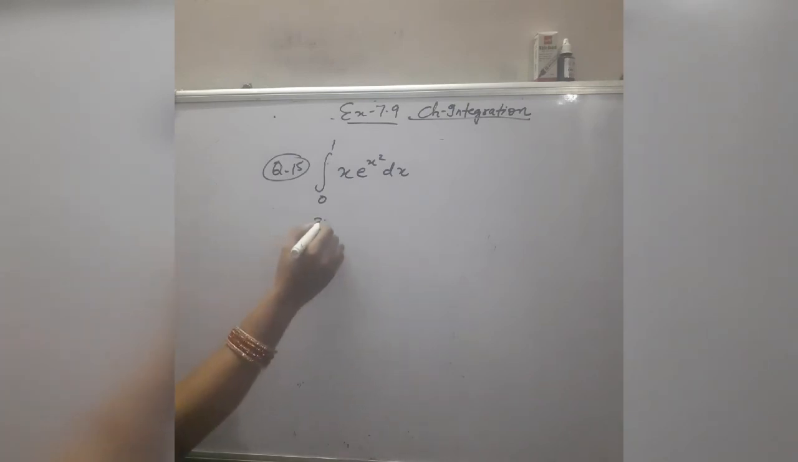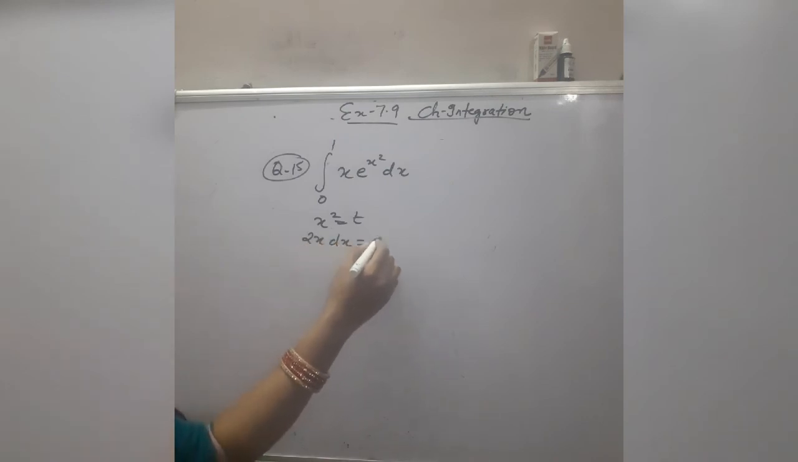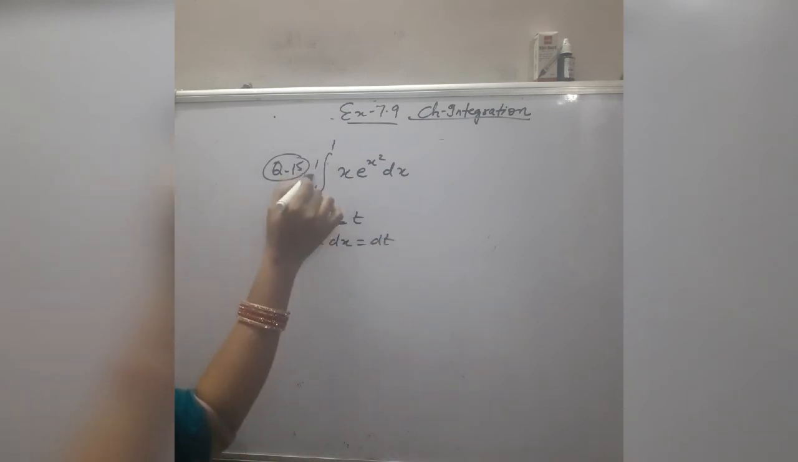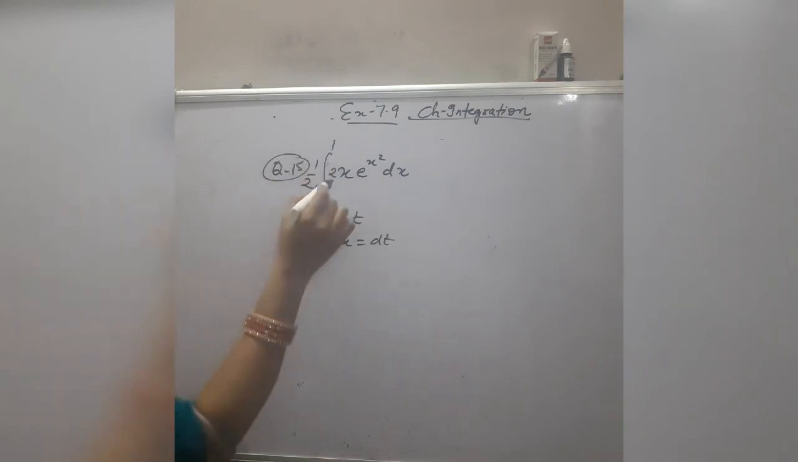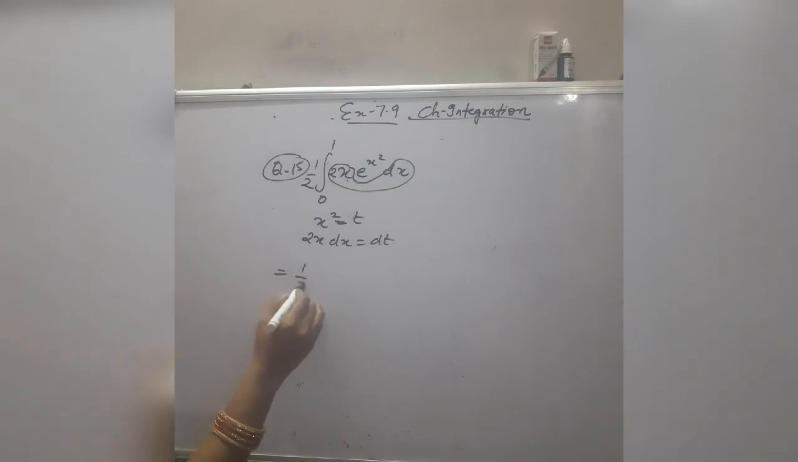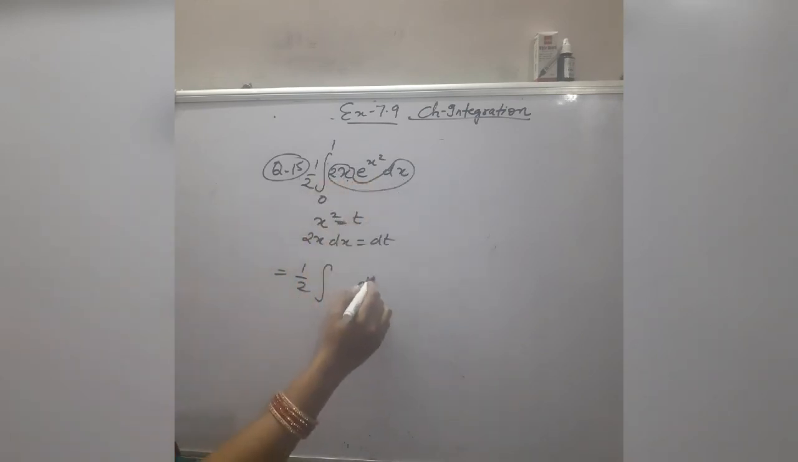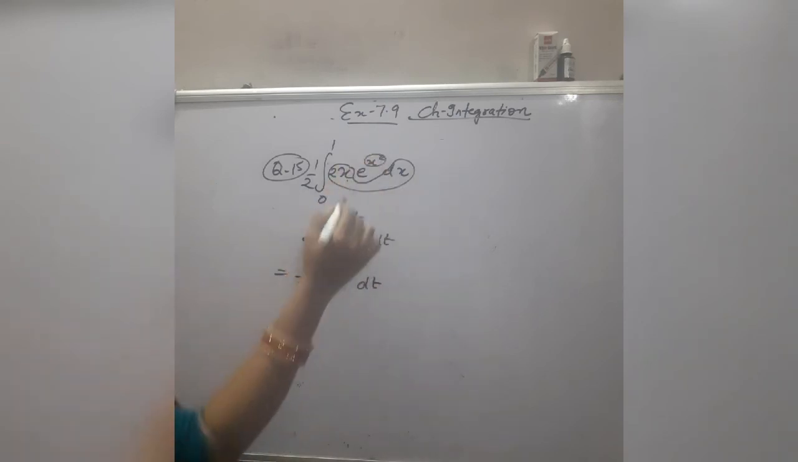In this sum we will put x square equal to t, and taking the derivative on both sides, 2x into dx equals dt. So here you can multiply and divide by 2, so that you get 2x. Now this 1 by 2 remains as it is. In place of 2x into dx write dt. In place of x square write t, it becomes e raised to power t.